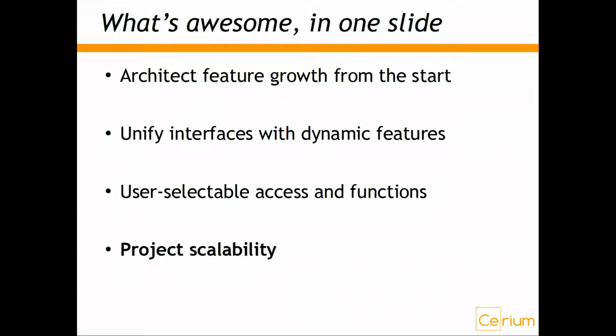And actually that's one pretty good example of it. So a few of them I put in here. You can architect feature growth from the start of a project. So exactly, if you have a content getter, that would be one example of something you may need to change over time.